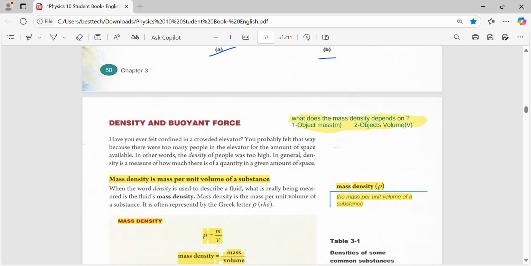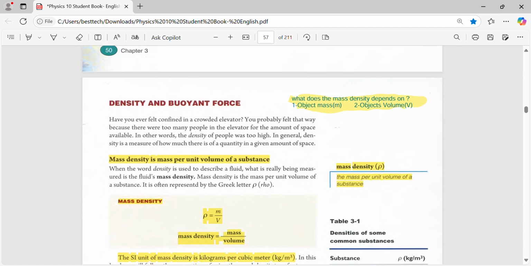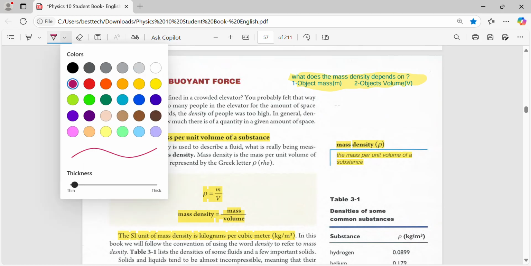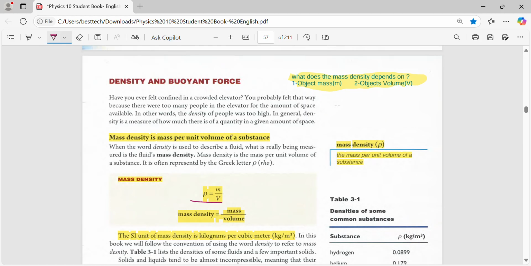Okay, guys, we have another topic. It's called density in general. This is the rule of density. Density, this is a symbol, rho equal mass over volume. So the definition, you can say, is the relation between mass and volume. Look, mass per unit volume of a substance, and this is the symbol of it, rho.